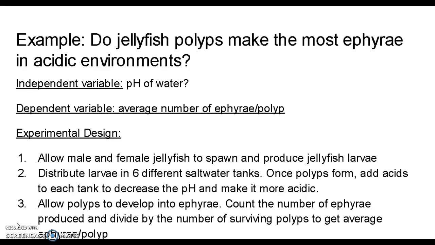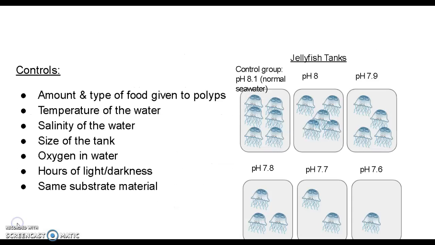For my experimental design, I would take some adult male and female jellyfish and allow them to spawn and produce jellyfish larvae. I would distribute the larvae in 6 different saltwater tanks. Once the polyps formed, I would add acids to each tank to decrease the pH and make it more acidic. Then I would allow polyps to develop into ephyrae. I would count the number of ephyrae produced and divide by the number of surviving polyps to get an average ephyrae per polyp measurement.